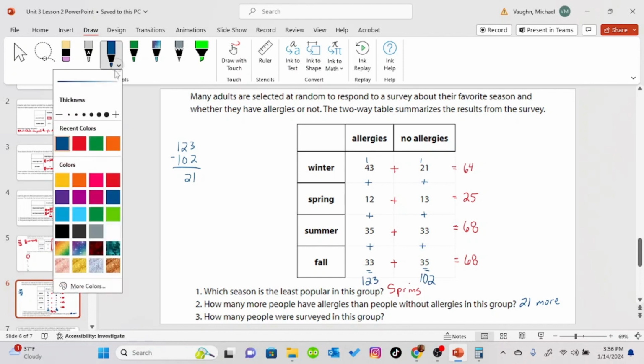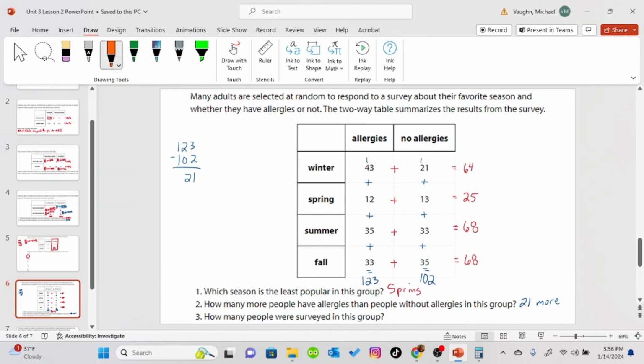And number 3, how many people were surveyed in this group? So we should be able to add the totals going down, and we should add the totals going right, and they should be the same.